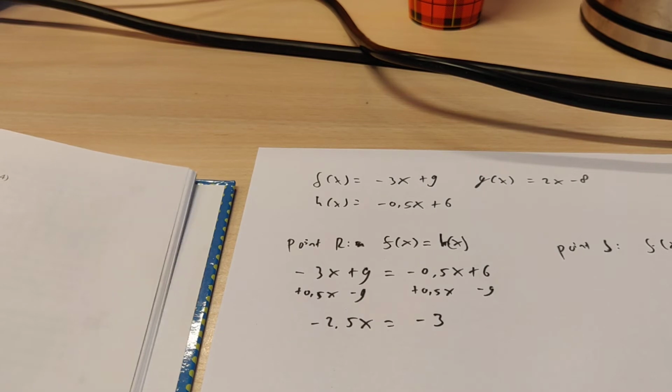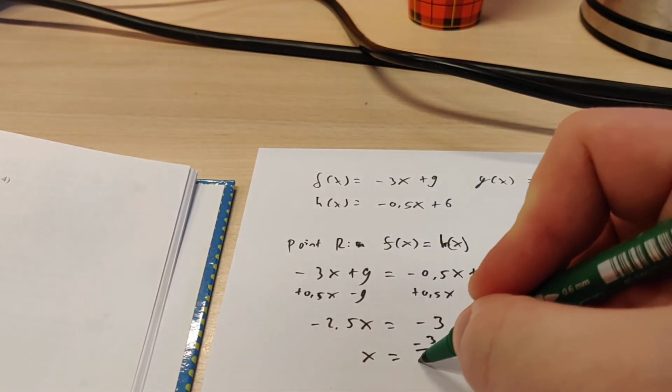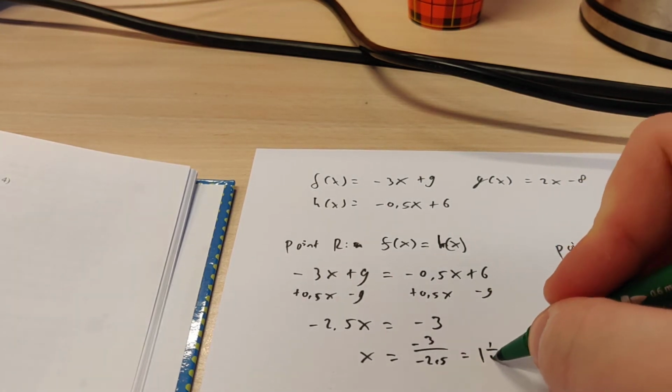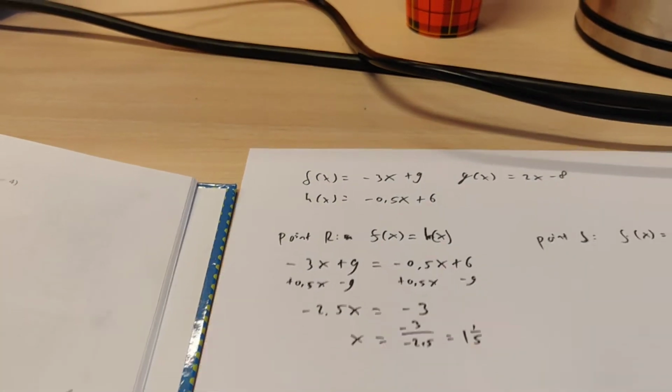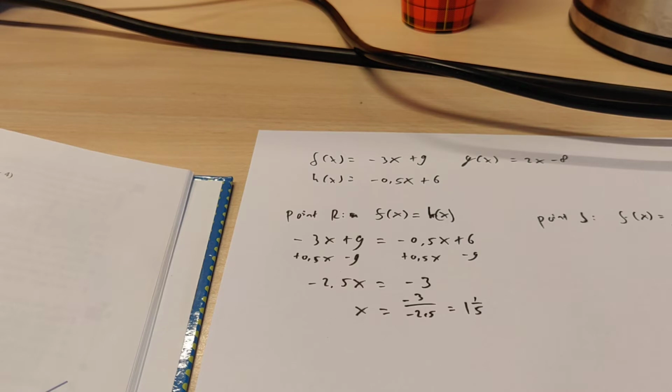And then if you want to work that out, we divide by this number. So x is minus 3 divided by minus 2.5. That is 1/5. Oh, that's also 1.2 if you want to use a decimal number. So that's the x. But we also want to know what the y is, because the coordinates always have two things. They have x and y.